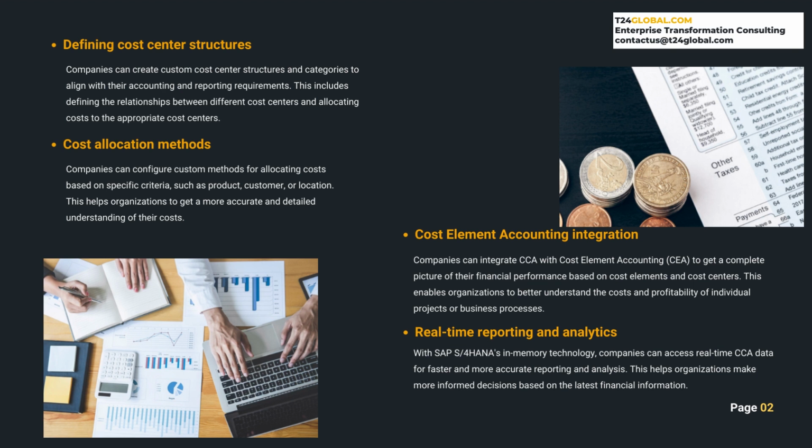Companies can integrate with Cost Element Accounting (CCA) to get a complete picture of their financial performance based on cost elements and cost centers. This enables organizations to better understand the costs and profitability of individual projects or business processes. Key IT customization needs for operations activities include configuring the cost element hierarchy, mapping the cost elements to the relevant cost centers, and defining the cost element groups. In terms of compliance, companies need to ensure that the CCA integration is consistent with their financial reporting requirements.